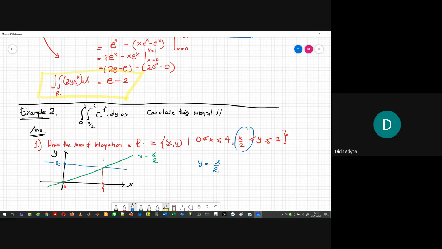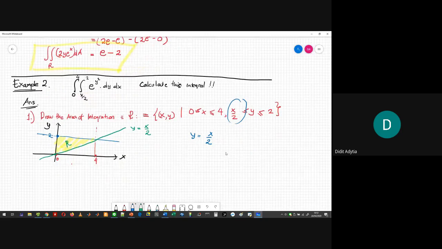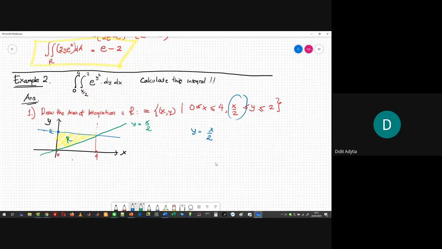Jadi, areanya gimana? Areanya adalah yang atas atau yang di bawah? Kira-kira. Ini ya. So, this is our area of computations. This one, we call it as R. Okay. Apa yang harus kita lakukan? Ya, apa yang mau kita kerjakan pertama kali? Terserah. Oke, asal konsisten. What do we need to know? What do we need to do?